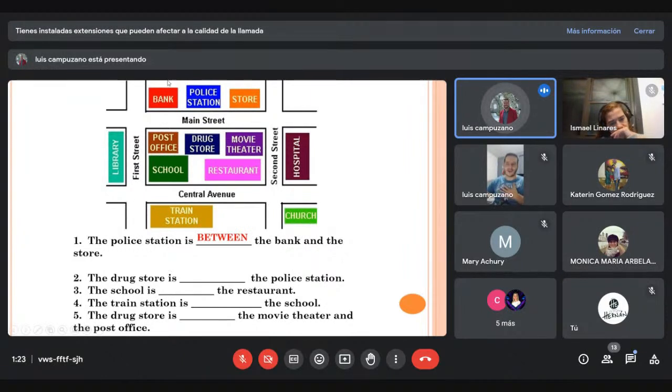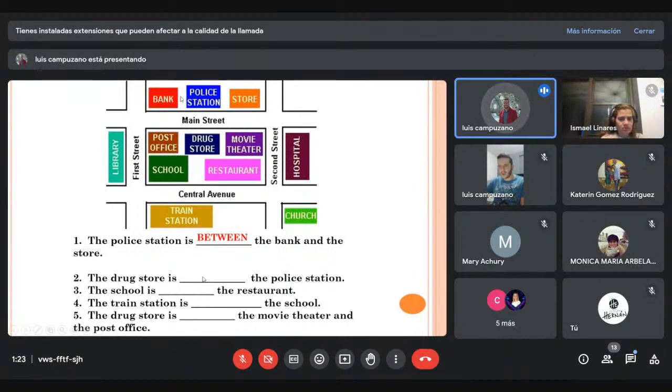You know what? That's my fault. It is next to. I didn't say the store, but you're right. The police station is next to the bank, and it is between the bank and the store. But you're absolutely right. The police station is next to the bank, and it is between the bank and the store.